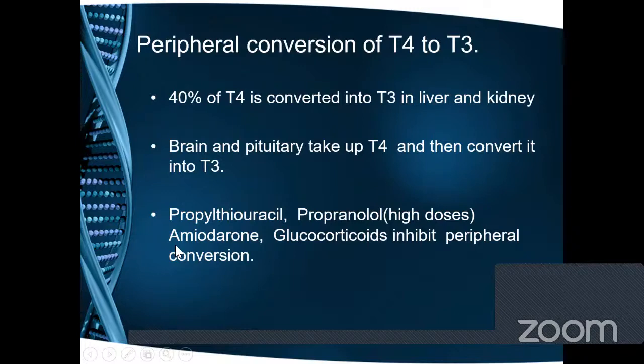Then there is amiodarone, which is an anti-arrhythmic agent. Then there are glucocorticoids. They also inhibit the peripheral conversion. So try to remember those names because they are used afterwards.